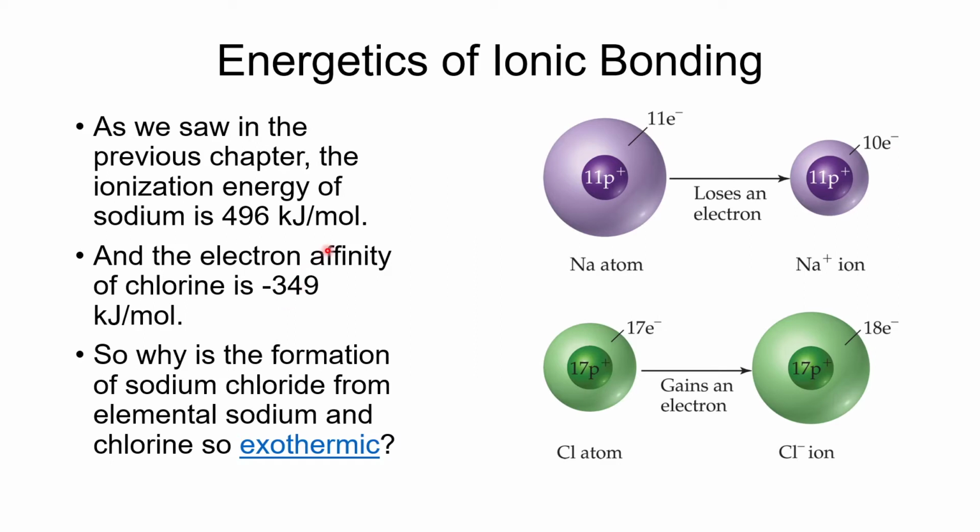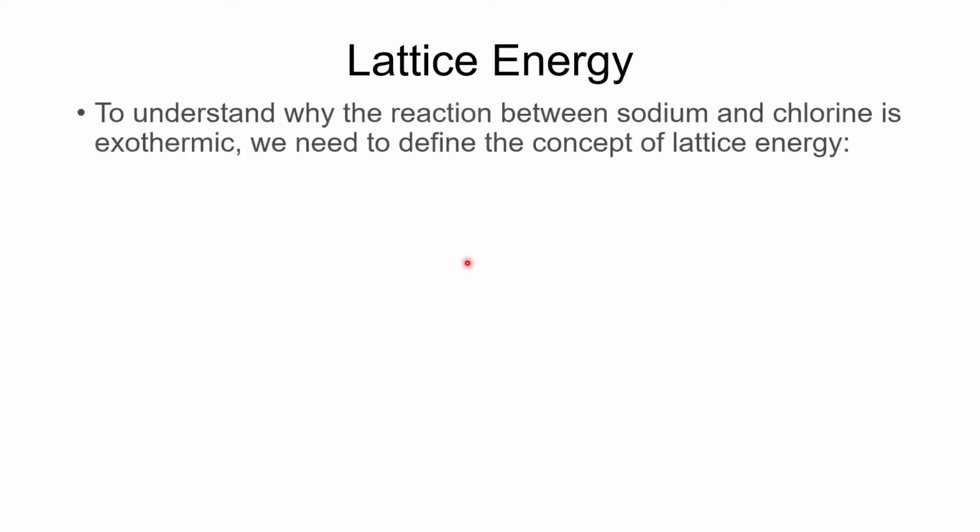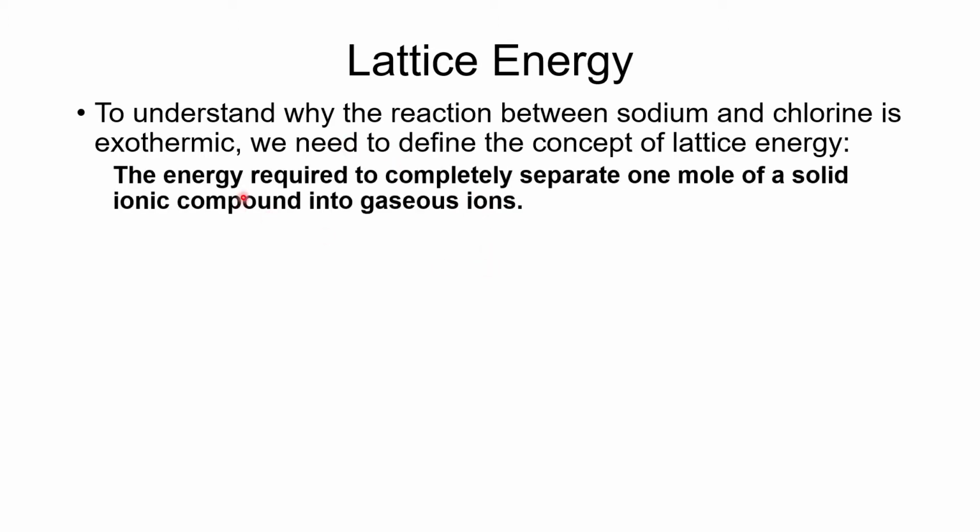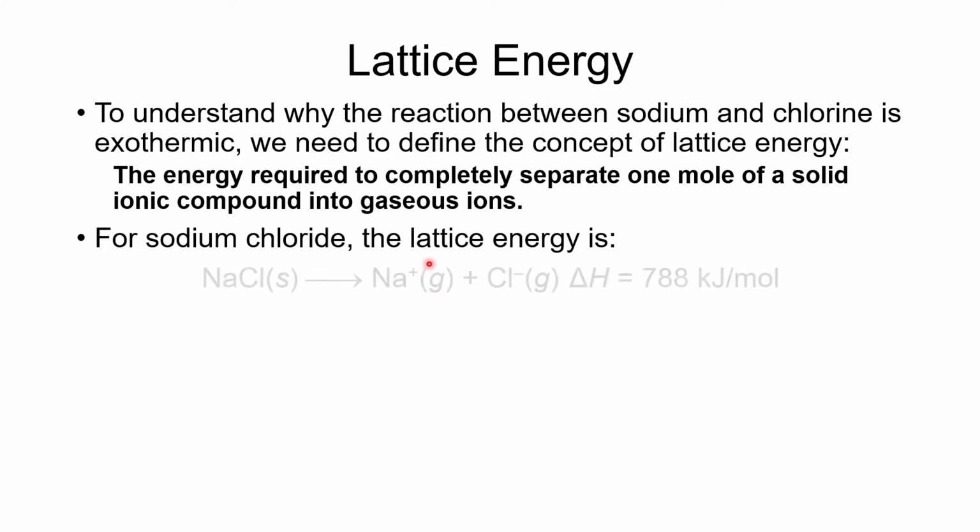Well, the problem is that it's a lot more complicated than what we've drawn here. In order to get this, we need to look at something else that we refer to as the lattice energy. The lattice energy is the energy required to completely separate 1 mole of a solid ionic compound into gaseous ions. For sodium chloride, sodium chloride converts into gas phase sodium ions and gas phase chloride ions, and that gives us a delta H of 788 kilojoules per mole. It takes a lot of energy to get the lattice energy of something. It's really just saying how much energy is holding all these ions together.